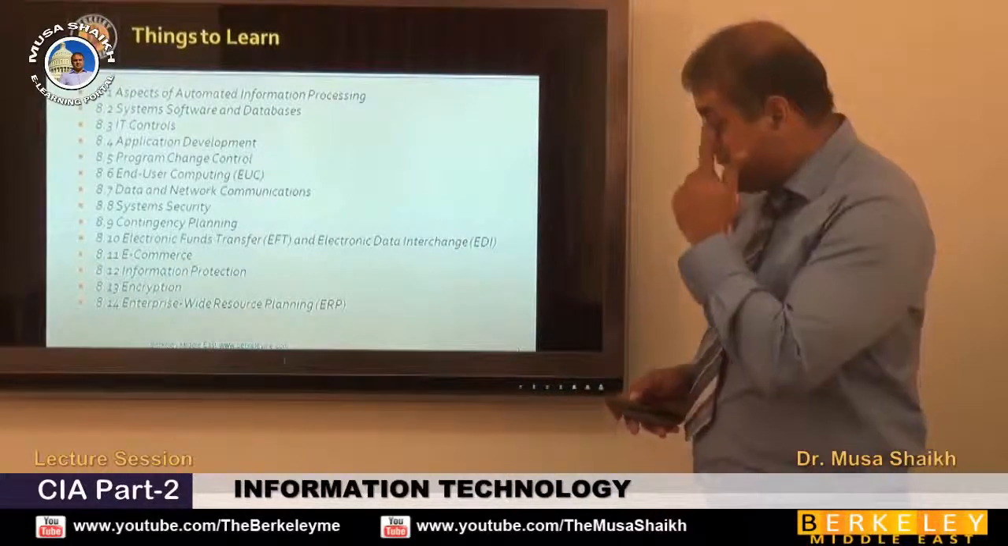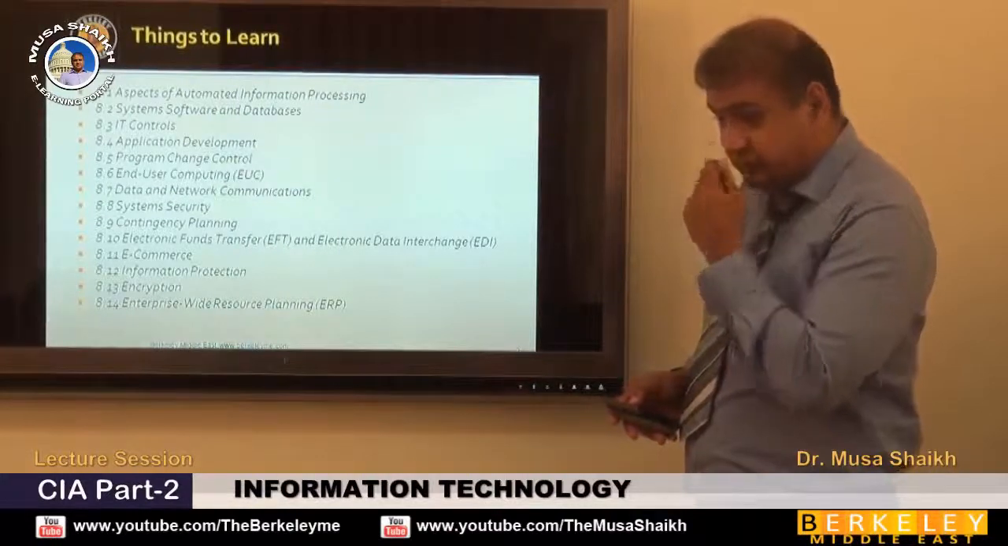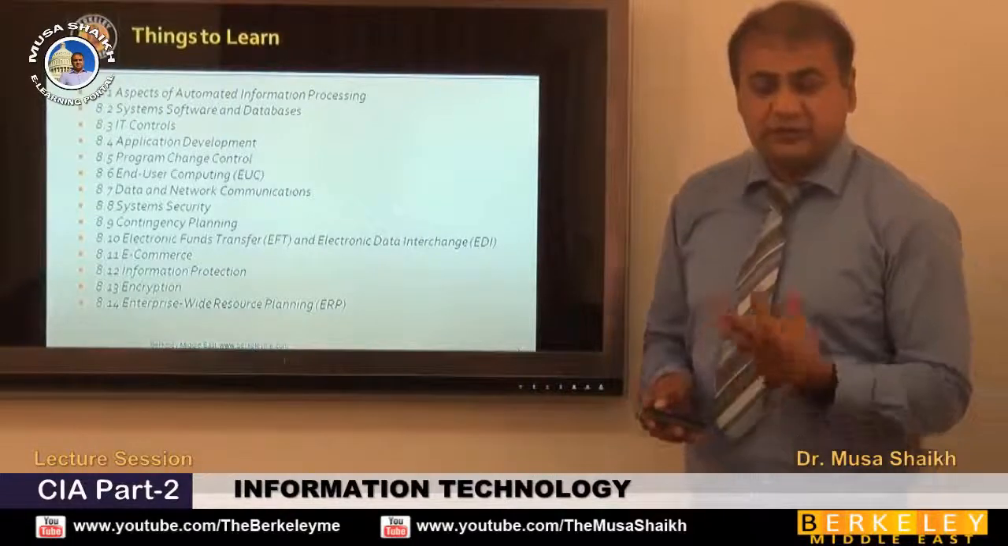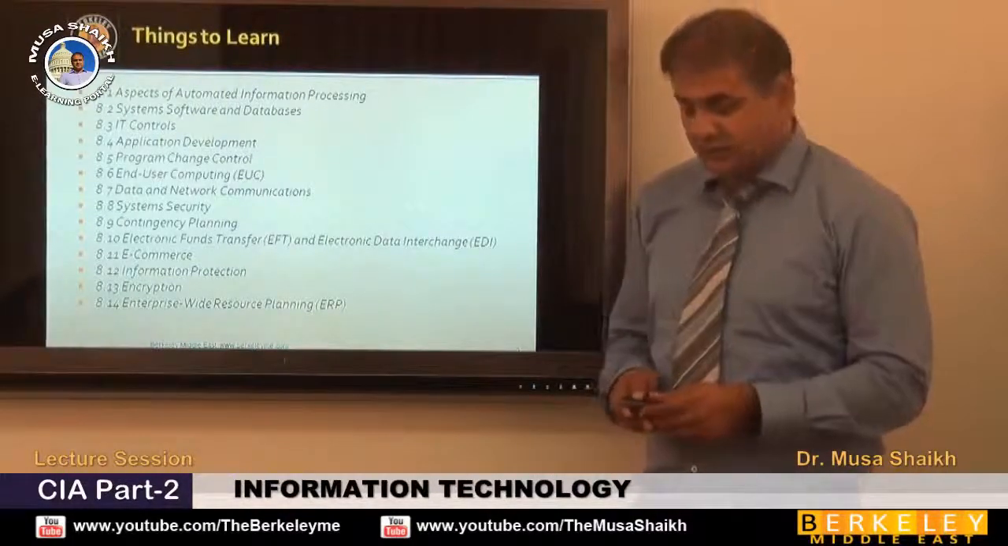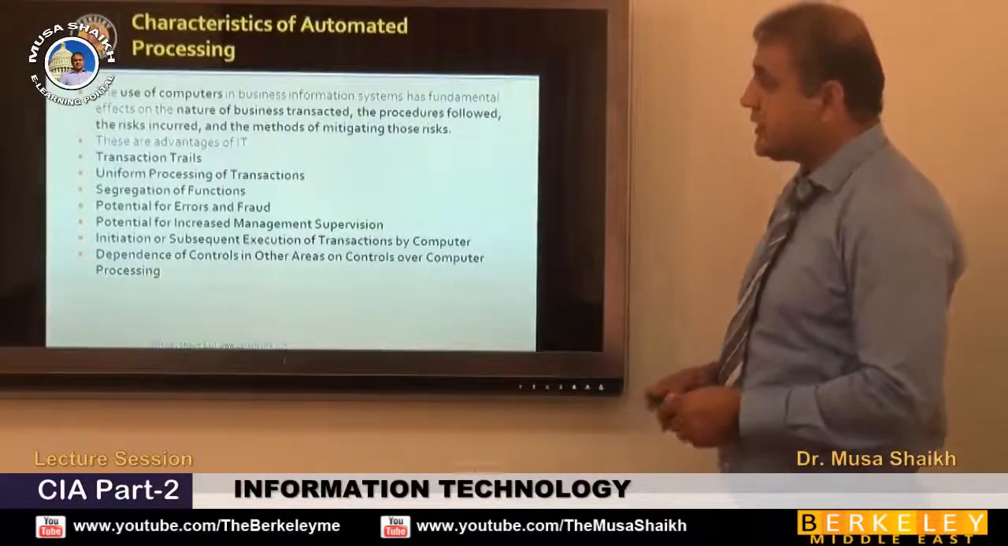And enterprise-wide resource planning is a software, a planning tool, a combination of modules which cover the resources by using one central database. So let's start the discussion.